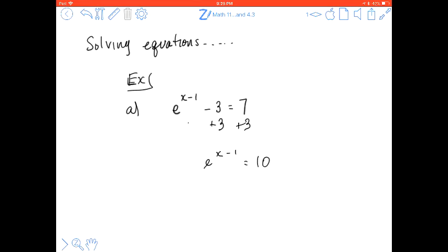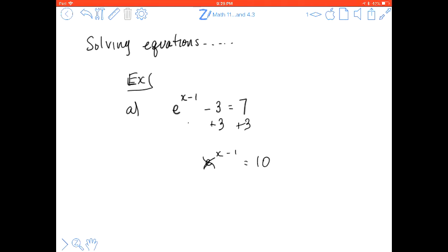Now, what I'm solving for is x, and x is an exponent. You can't solve for a variable if it's an exponent. So what we need to do is somehow cancel that base. If the base weren't there, then x minus 1 would just be an expression, not an exponent.